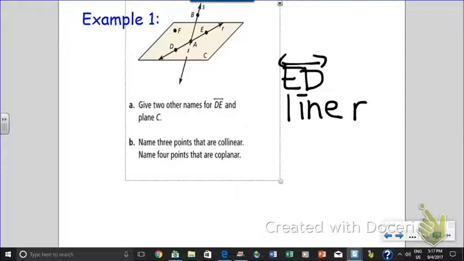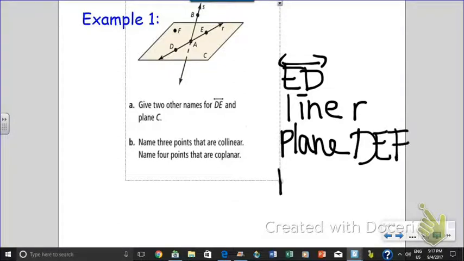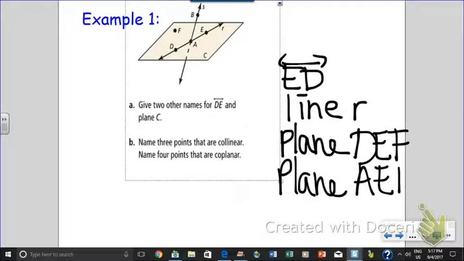Plane C could also be named, that's again the letter here in the corner of the plane, but we can name any 3 points, so we could use plane DEF, any 3 points. We could use plane AEF, and so forth. Lots of names.